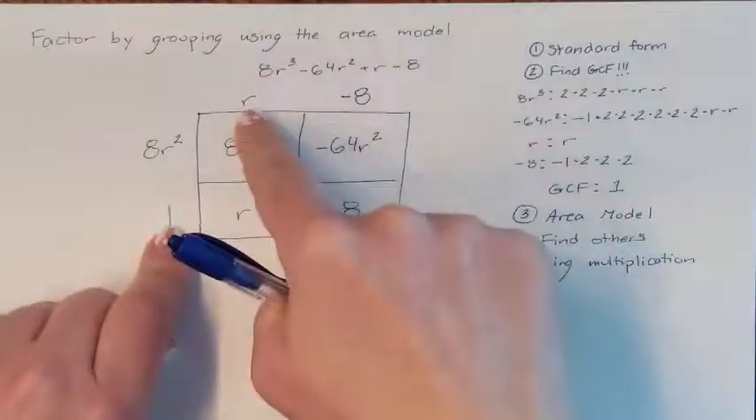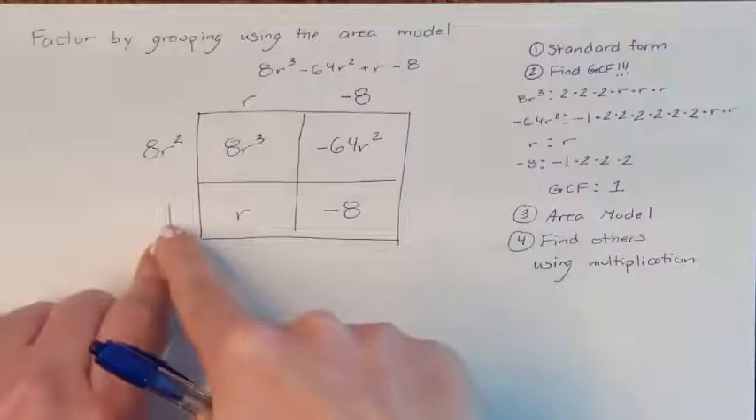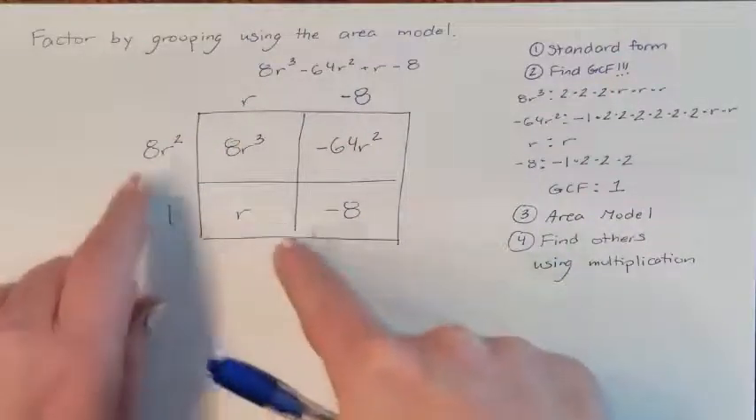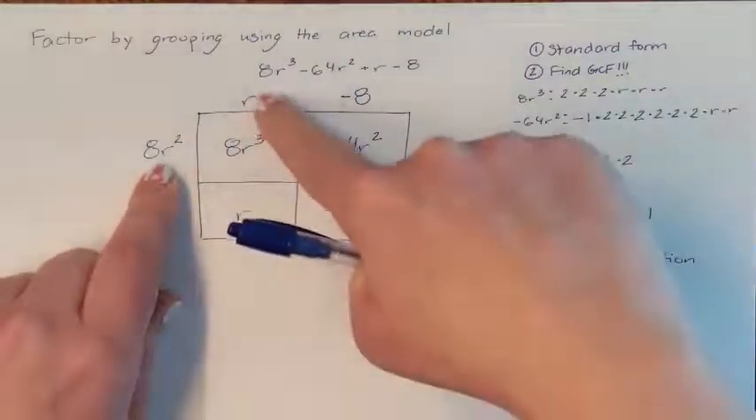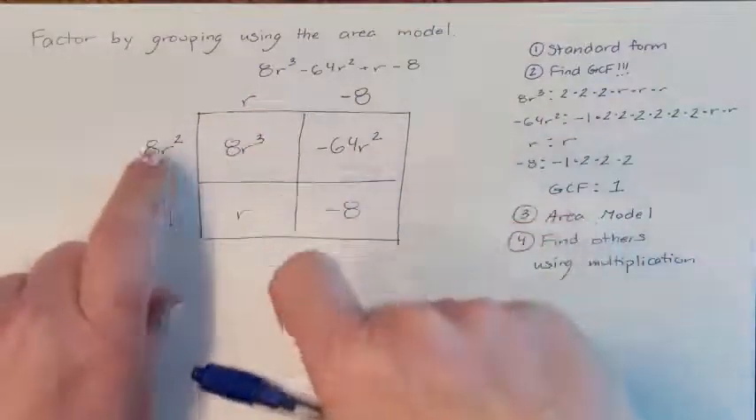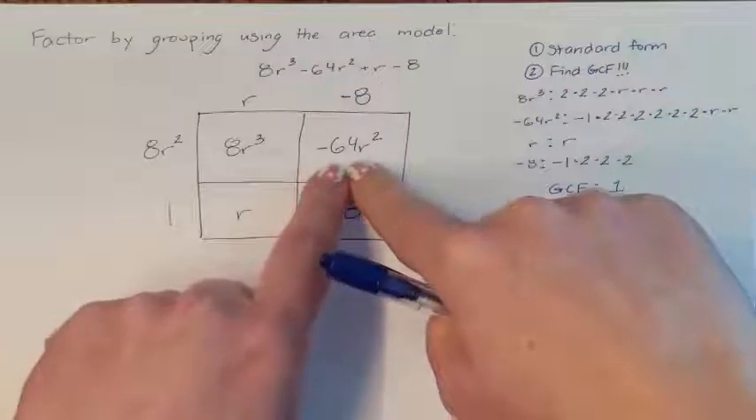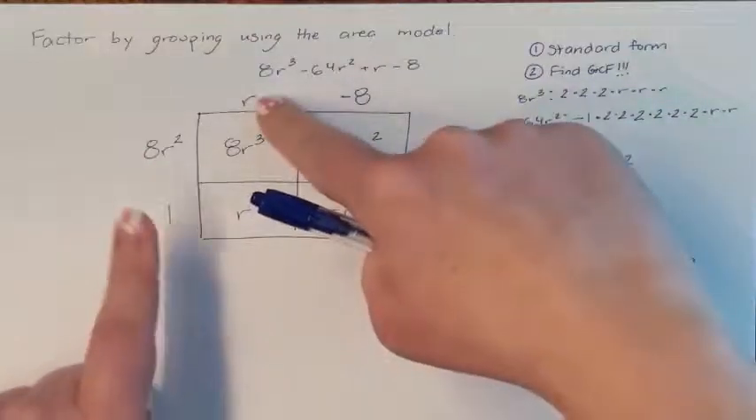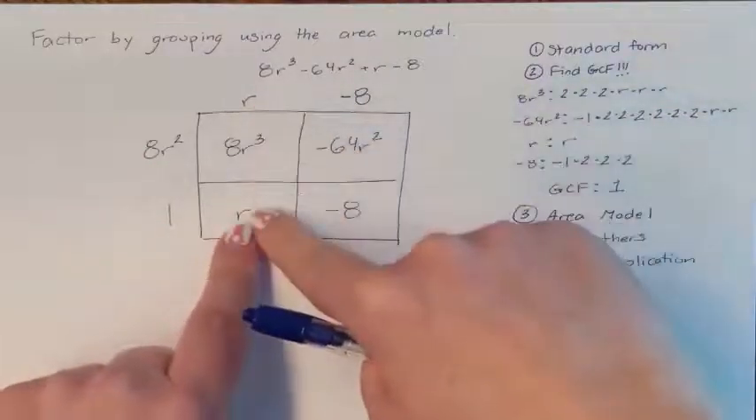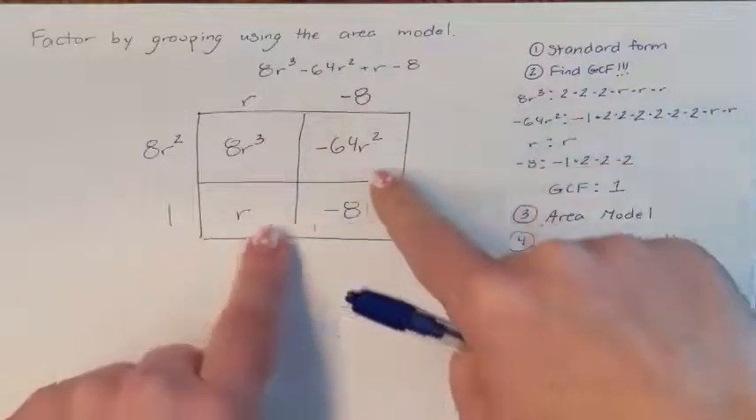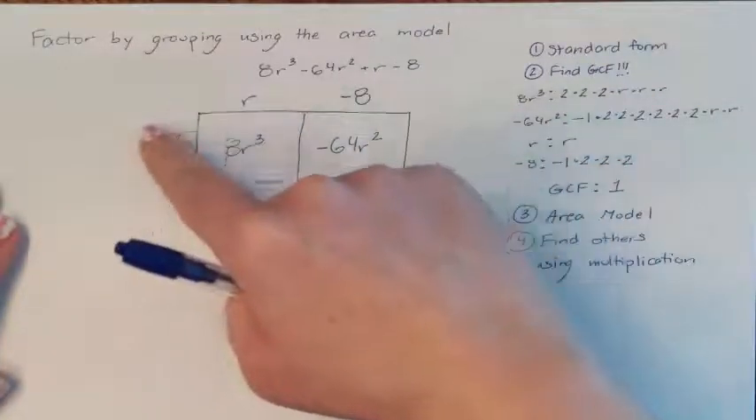If I have all 4 sides, go around and double check, knowing your skills with area model. 8r squared times r is 8r to the third. 8r squared times a negative 8 is negative 64r squared. R times 1 is r. 1 times negative 8 is negative 8. So my sides are all accurate.